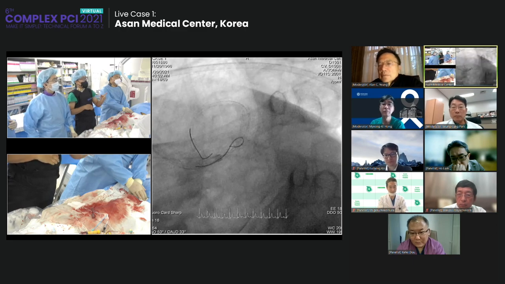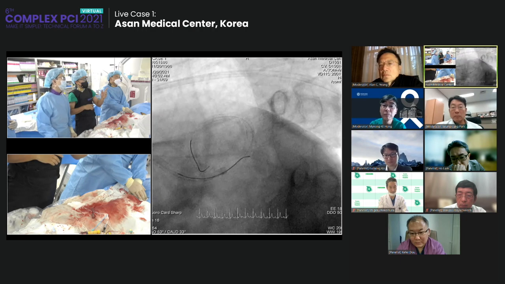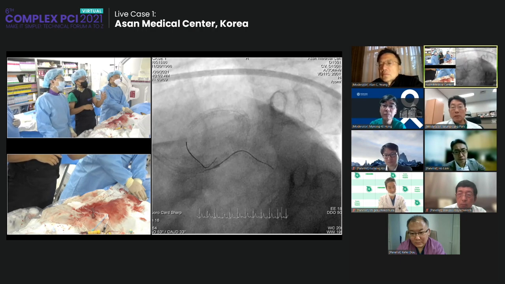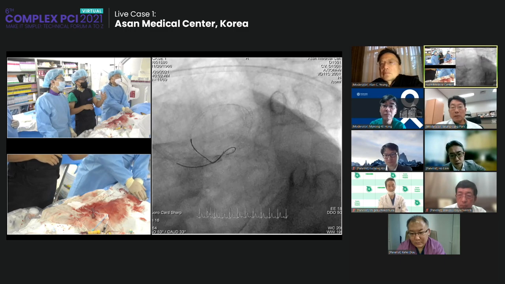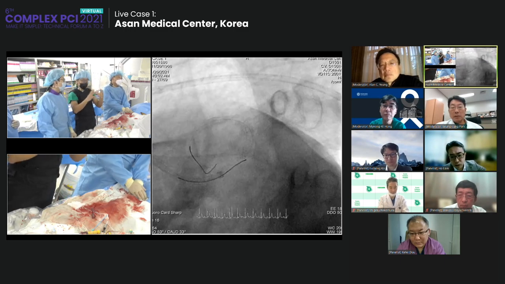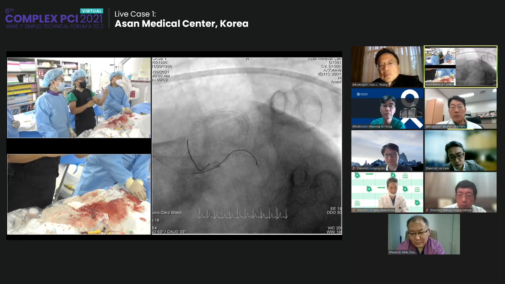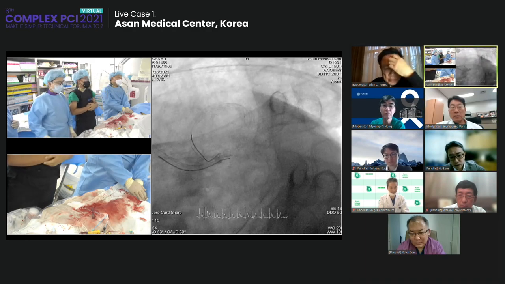And then looking at the wire, it was very easily passed. There was an advantage of the high pressure, and this wire just took 10 seconds. And then the next one.